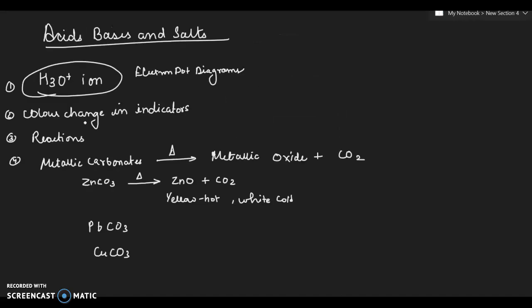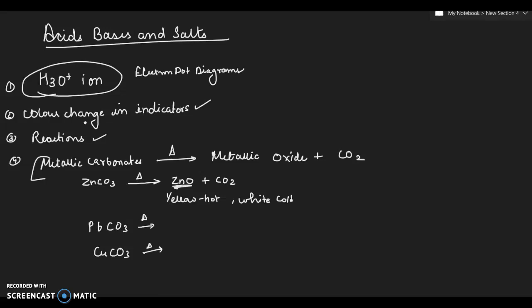In acids, bases, salts, you can get electron dot diagrams of the H3O positive ion, the hydronium ion, and ammonia, water. Color change in indicators, please have a look. Reactions of this chapter are also important, like burning of metallic carbonates. You will get metallic oxide plus carbon dioxide. They will ask you the color, or they may ask you a compound on heating gives yellow color when hot and white color when cold. Please answer these two questions.